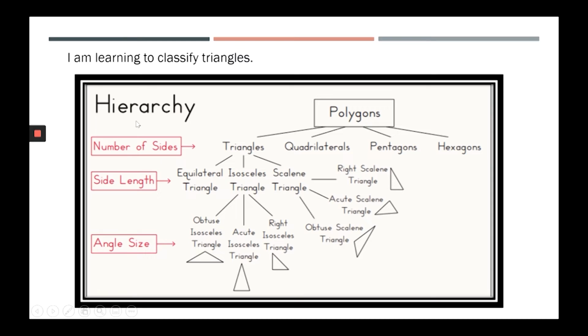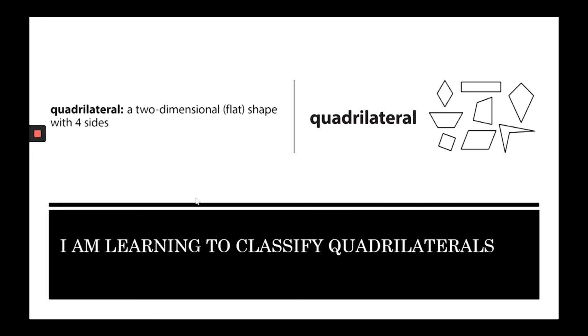Did you notice that we didn't do this for equilateral triangles? That's because with equilateral triangles, it's always acute. You will always have acute angles when all sides are the same in a triangle. Nice job with classifying triangles using a hierarchy.